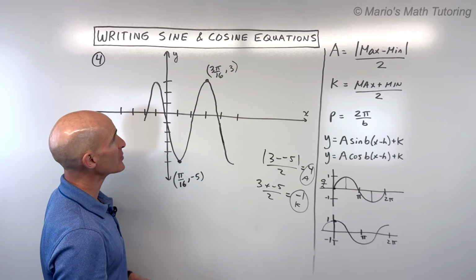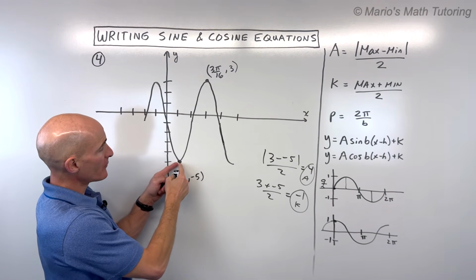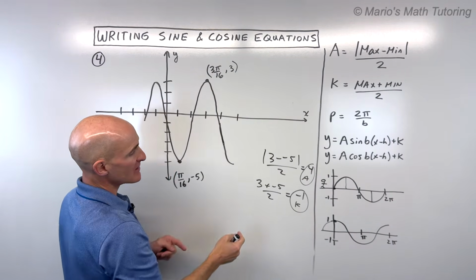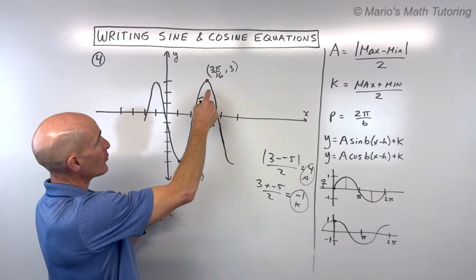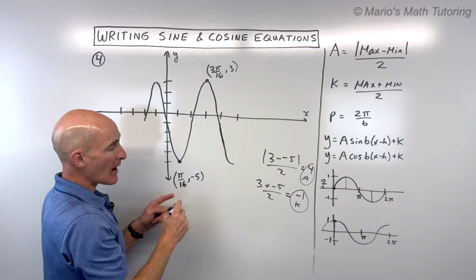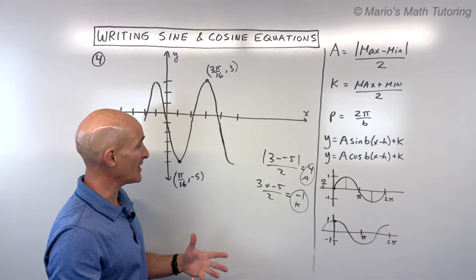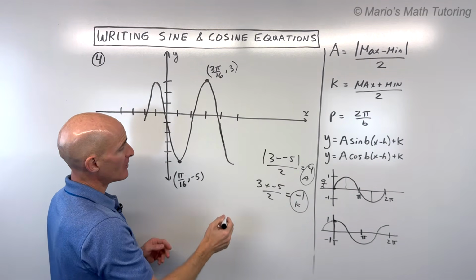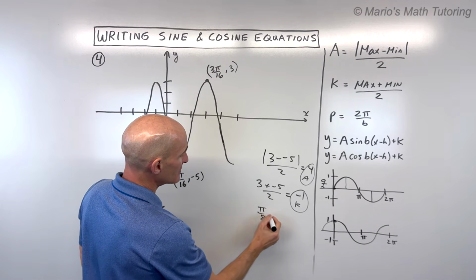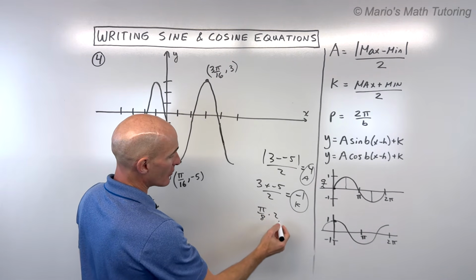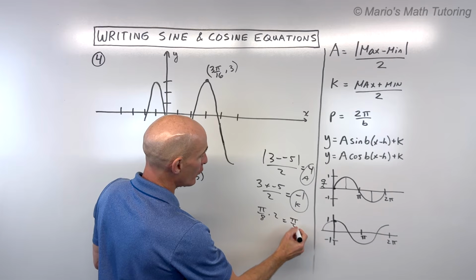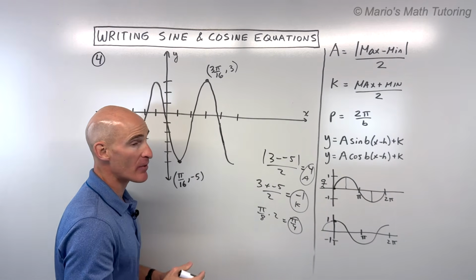And let's look at the period now. Now this one, see, we're going from the minimum to the maximum. Remember how we said that's half a period? So 3 pi over 16 minus 1 pi over 16, that's 2 pi over 16, which reduces to pi over 8. But since that's half of a period, we have to double that. So that's actually 2 pi over 8, which is pi over 4. Okay, so that's one period, pi over 4.